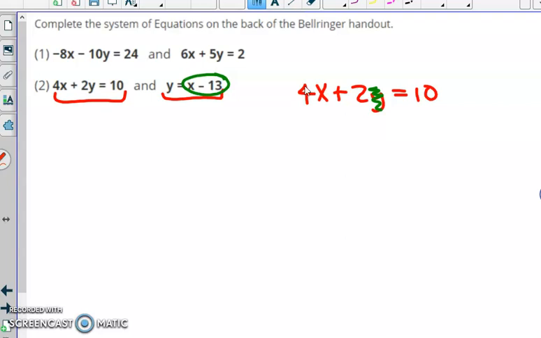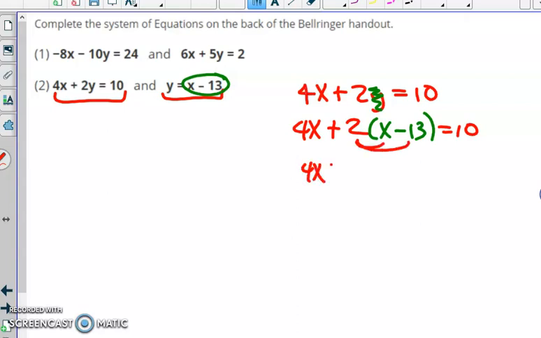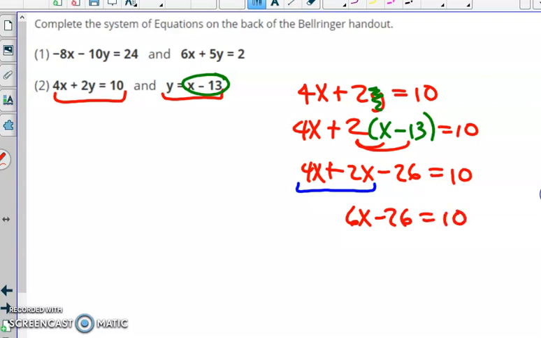So the problem becomes 4x plus 2 times (x minus 13) equals 10. And then all we're going to do from here is solve for x. So we do the parentheses first. 4x plus 2 times x is 2x, 2 times 13 is negative 26, or minus 26 in this case, equals 10. Combine like terms, so we have 2x and 4x. So we're at 6x minus 26 equals 10.